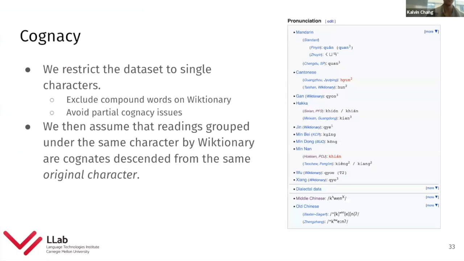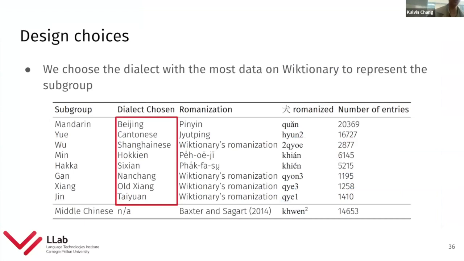An important note is that our dataset is restricted to single characters, because if you know the Chinese language family, a lot of times it's difficult to compare words across different varieties because different varieties will use different characters to represent the same concept. We want to avoid issues of partial cognacy, for example. Also, we choose the dialect with the most data on Wiktionary to represent that entire subgroup. Here are the final statistics of the different varieties represented in our data set. We made sure that we included one variety from every major subgroup.